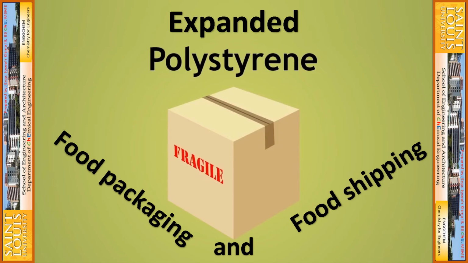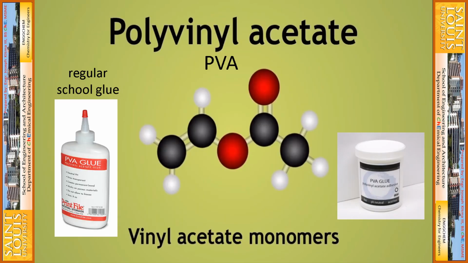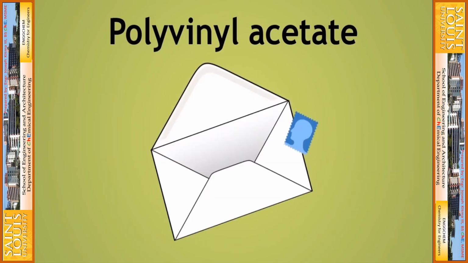Polystyrene, also known as styrofoams, are used in food packaging and food shipping to protect the contents from being damaged. Polyvinyl acetate, known as PVA, will be having vinyl acetate as monomers. Examples are found in glues. Polyvinyl acetate is found also in envelopes.